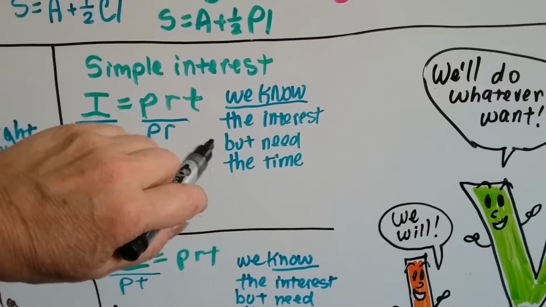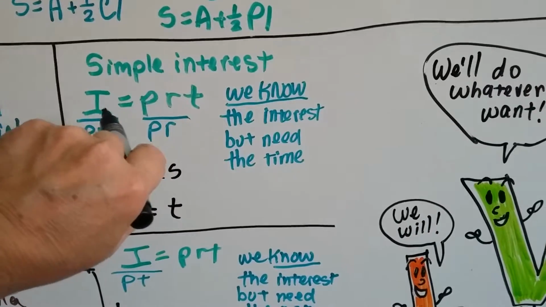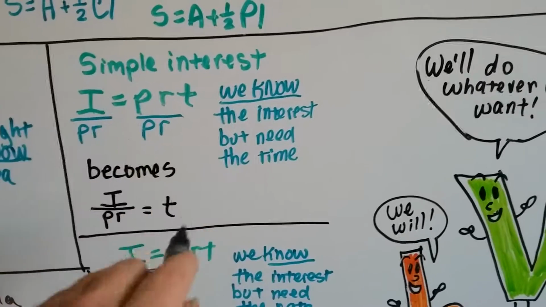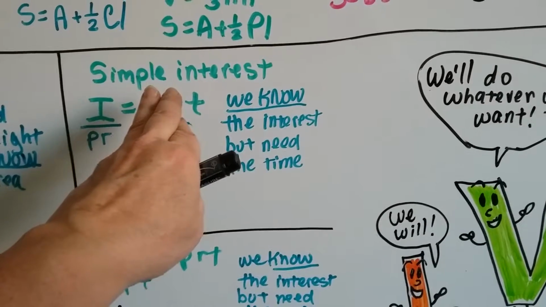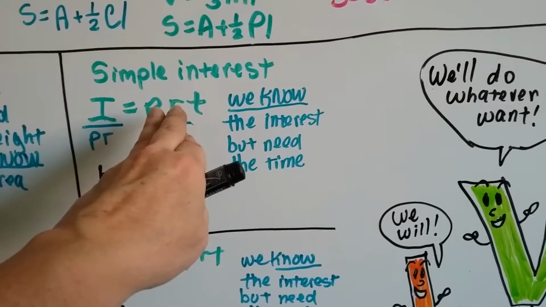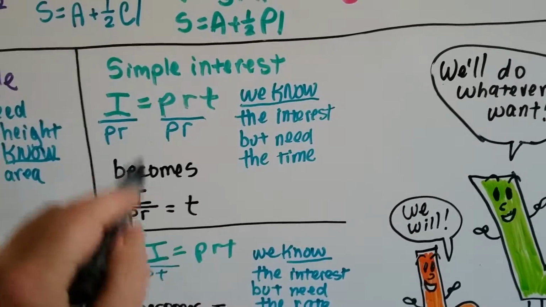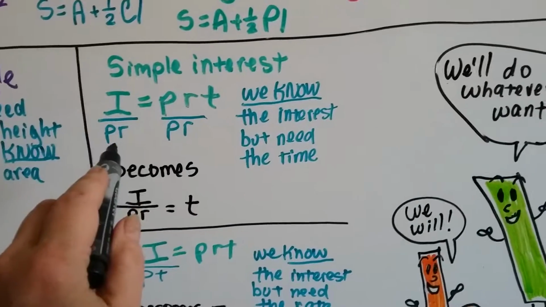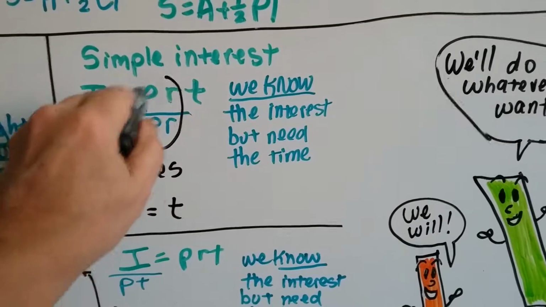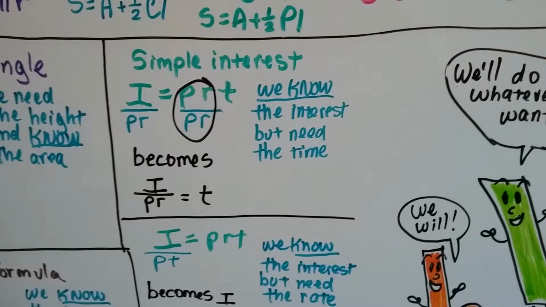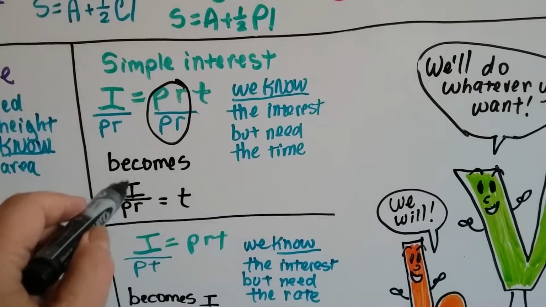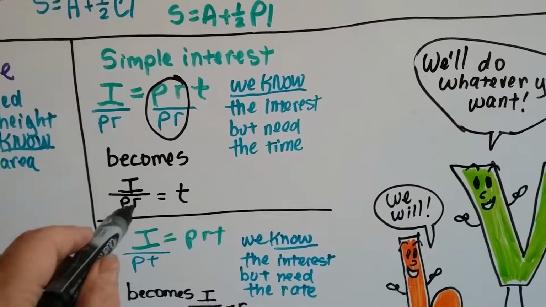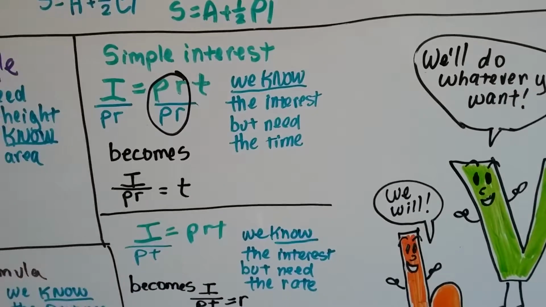What if we know the interest? We don't need to solve for it, but we need the time. Again, who's in the way of letting him be by the equal sign? This sassy p and r, we got to get rid of them. So we divide both sides of the equal sign by the p and r. We get rid of these guys because the numerator and denominator are the same. It just equals 1. And what do we get? The interest divided by the principal times the rate is going to give us the time.